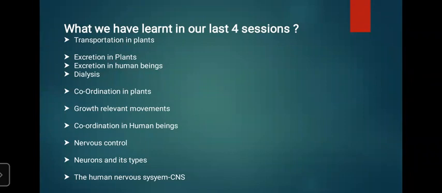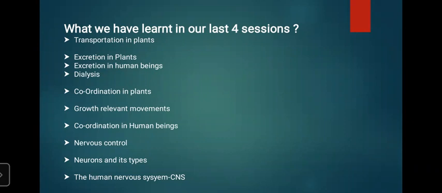Yesterday we learned about the types of neurons. There are three types of neurons: sensory neurons, motor neurons, and association neurons. Sensory neurons conduct impulses from sensory organs to the brain and spinal cord. Motor neurons conduct impulses from the brain or spinal cord to effector organs like muscles or glands. Association neurons perform the function of integration in the nervous system. The human nervous system is divided into three parts: central nervous system, peripheral nervous system, and autonomic nervous system.